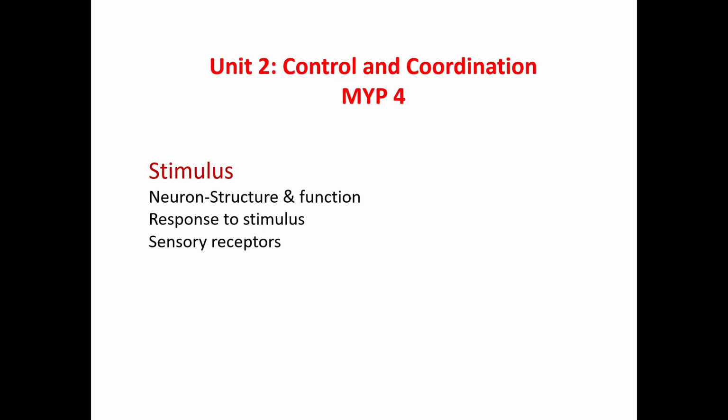Let's start today a new topic, Unit 2 Control and Coordination from IB 4. In today's session, we are going to discuss stimulus, neuron structure and function, response to stimulus and sensory receptor. So let's begin with our new topic, control and coordination, stimulus.